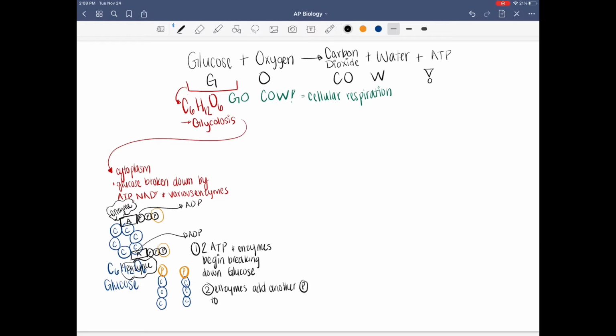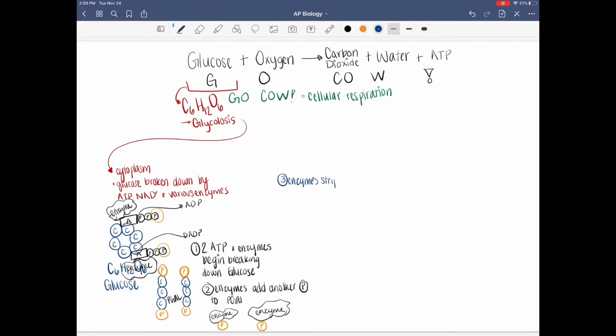The second step is where we're going to have enzymes bring in another phosphate and attach it to that molecule we had before, which was called PGAL. All right, so now we have a 3 carbon molecule with a phosphate on each end.